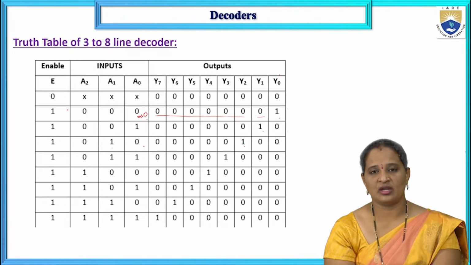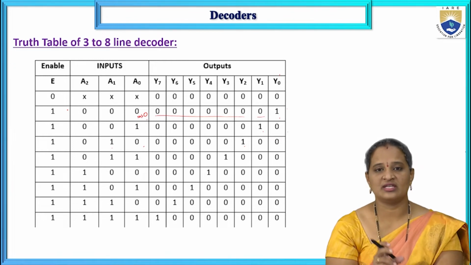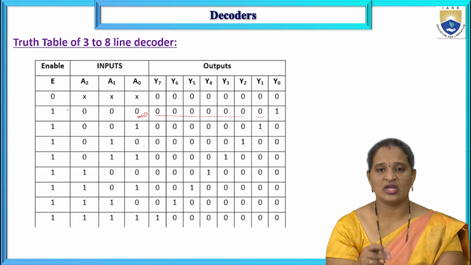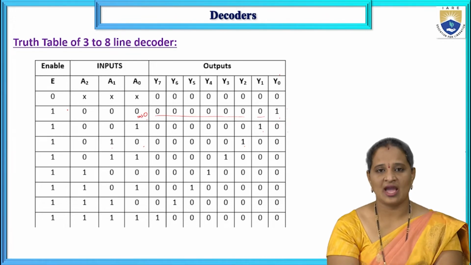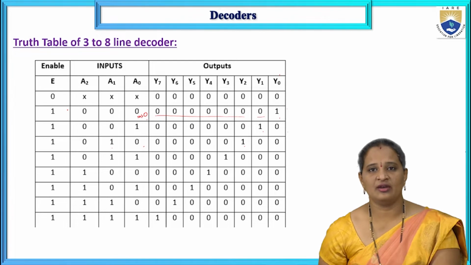Any one of the output lines is enabled, that means active high, and the remaining all are zeros. So which line is to be equal to 1? How can we decide? We need to identify the decimal equivalent of the combination given to the input lines. That particular output line which has its subscript equal to the decimal equivalent is high and the remaining all are zeros. So this is the 3 to 8 line decoder.